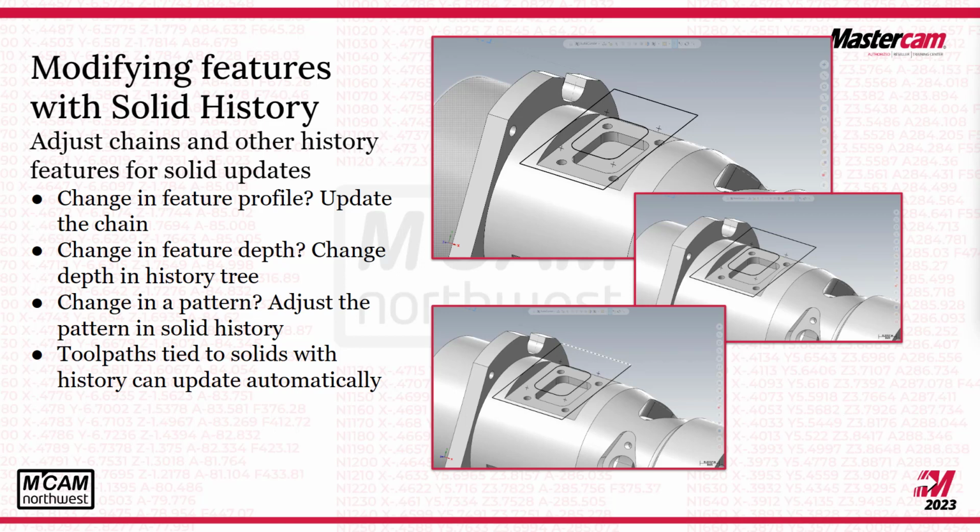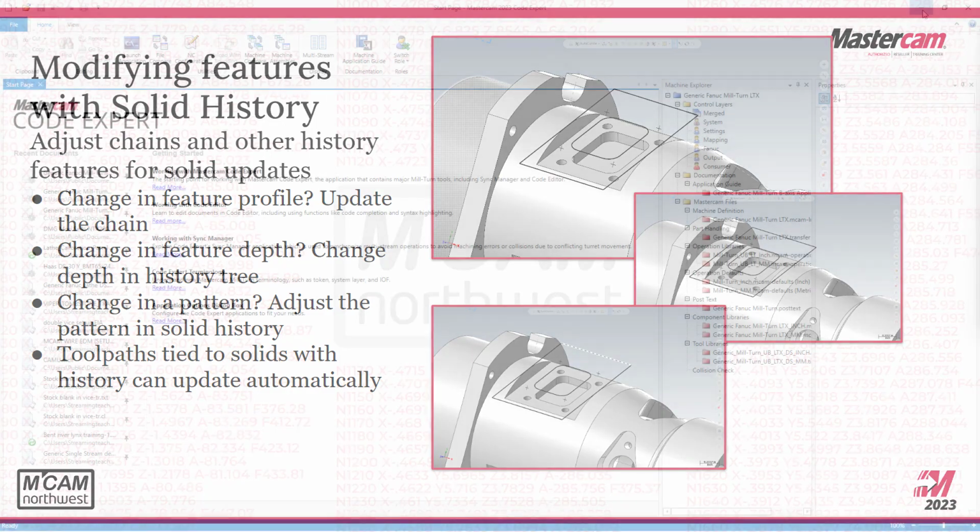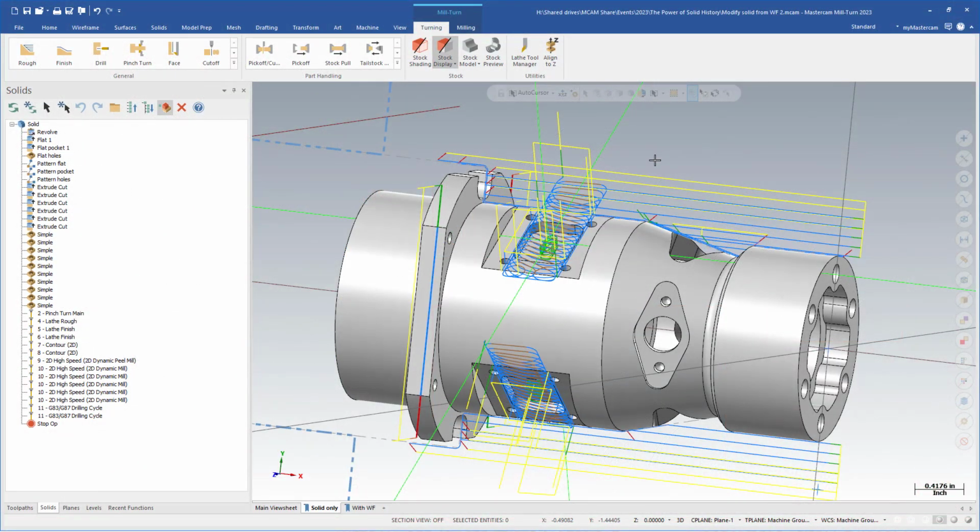So in this example, I'm going to show you a couple of different changes, and we're going to see how we can modify our toolpath output quickly and easily. So this happens to be in a dot machine mill turn environment, but it really doesn't matter. It can be anywhere.